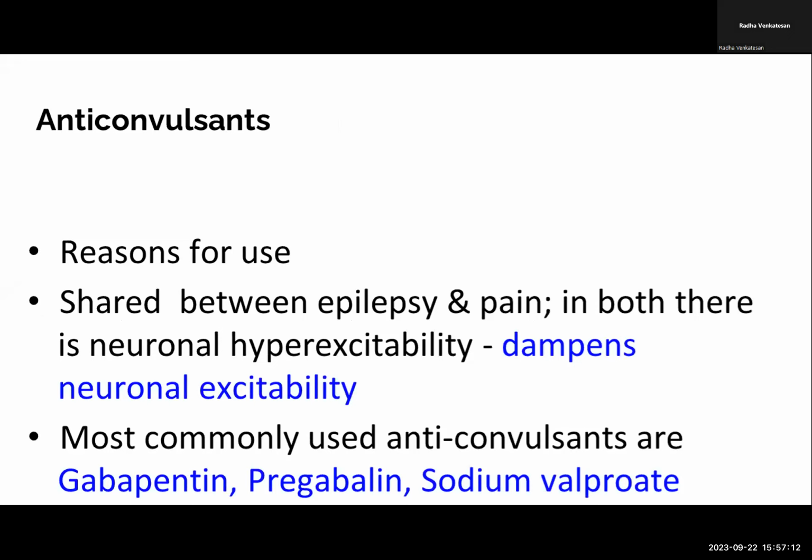Next group is anticonvulsants. Why are they used? The reason is that in both epilepsy and pain, it is hyperexcitability. We saw why the pain is increased, amplification, all those things. That is why pathophysiology is so important. Sometimes you may feel it is boring to read and know all that, but if you don't know that, how will you know how to manage? So that hyperexcitability, what happens in epilepsy?